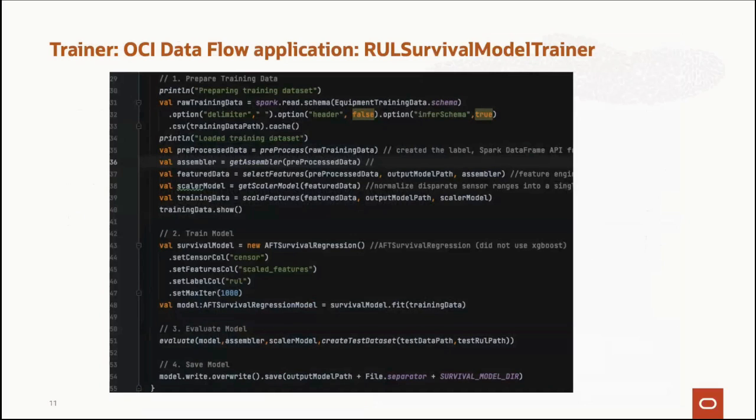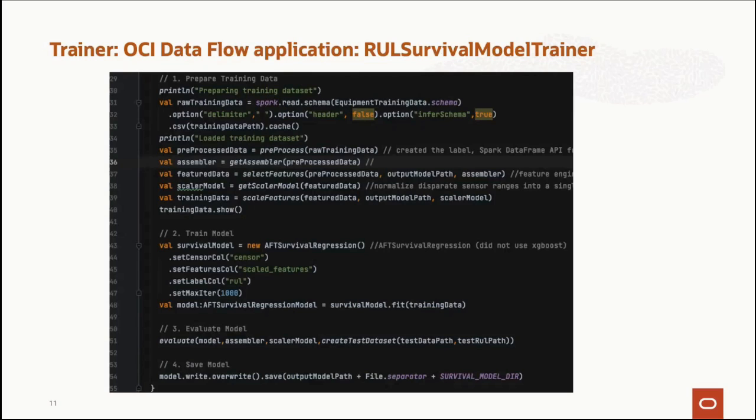You can use the vector assembler that comes from the Spark ML library to pre-process and clean the data. For example, in lines 35, 36, 37, this vector assembler is a transformer that combines a given list of columns into a single vector column. It is useful for combining raw features and features generated by different transformers into a single feature vector, in order to train machine learning models like logistic regression and decision trees.